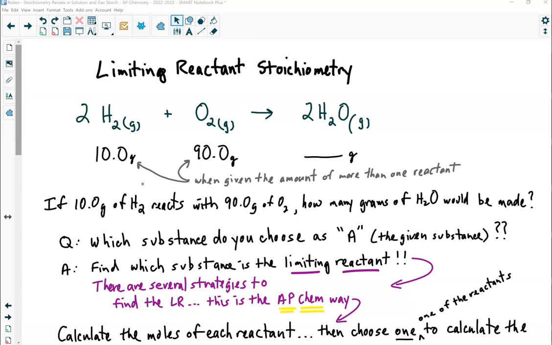So here's a reaction. If 10 grams of hydrogen reacts with 90 grams of oxygen, how many grams of water will be made? And I think you recall, from sophomore chemistry, that you always want to use the limiting reactant to calculate the yield of product, because the limiting reactant, of course, is the substance that limits the production of product.